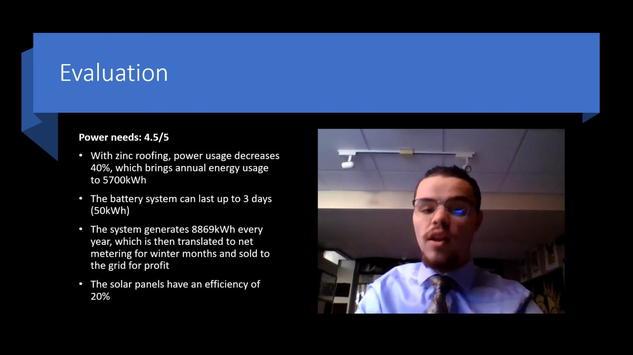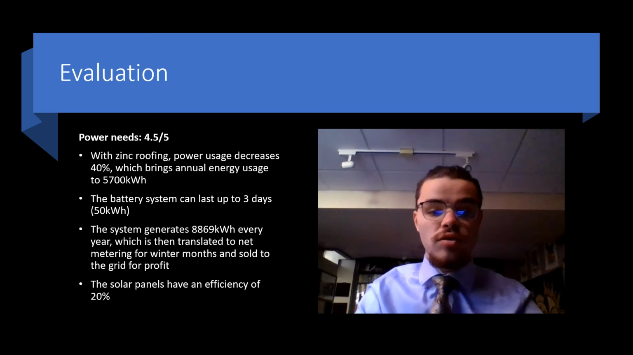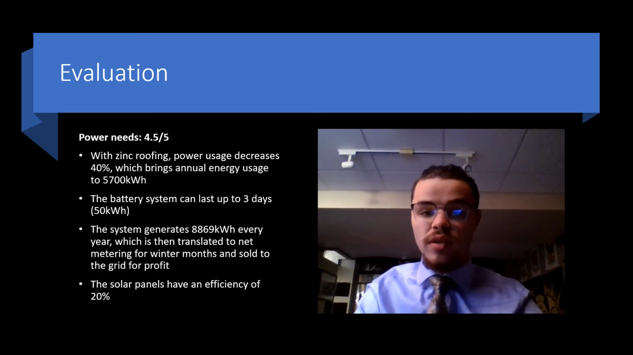Finally, we have the evaluation. To start off, we have the power needs. With zinc roofing, the power usage decreases 40%, which brings annual energy down to 5,700 kilowatt hours per year. The battery system can last up to 3 days. The system overall generates nearly 9,000 kilowatt hours per year, which is then translated to net metering for winter months and is also sold to the power grid. And the solar panels have an efficiency of 20%, bringing the total score to 4.5 out of 5.